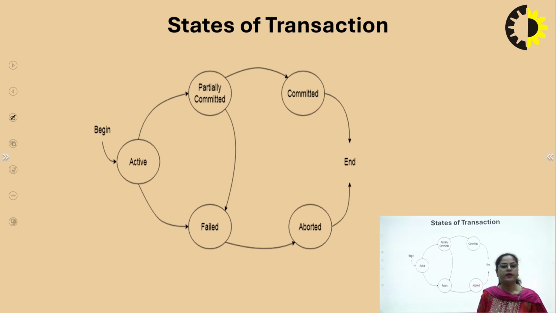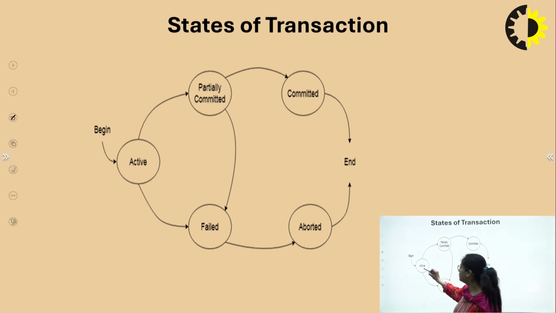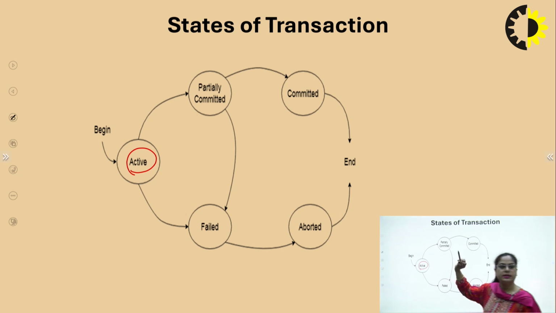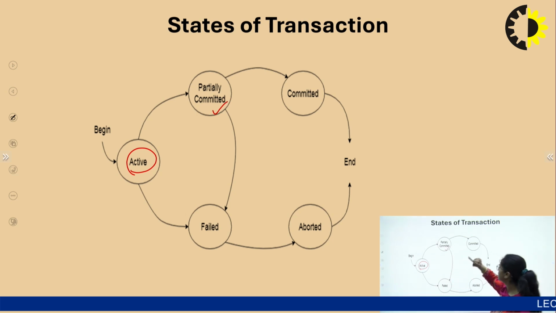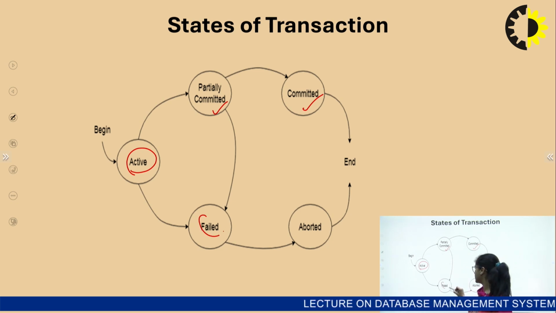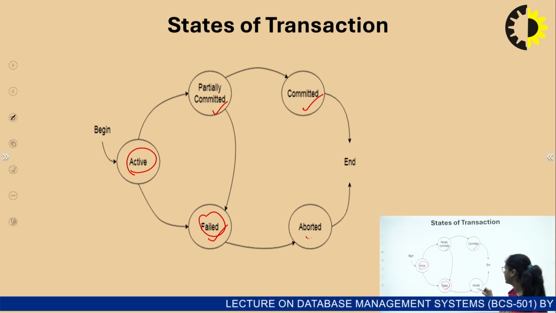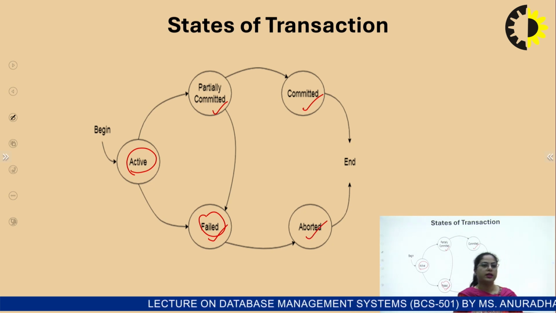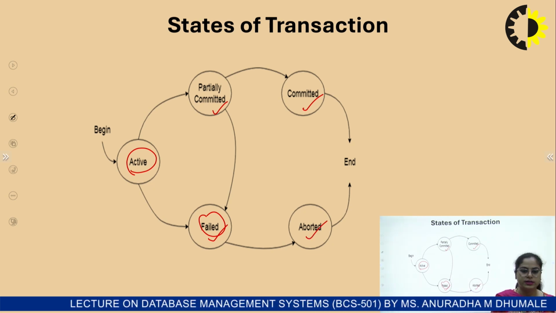Now the states of the transaction. There are 5 states of the transaction. The first is the begin, with the active state. Second is the partially committed state. Third is the committed state. If some failure occurs, then our system is in the failed state and then the abort state. These are the states of the transactions.